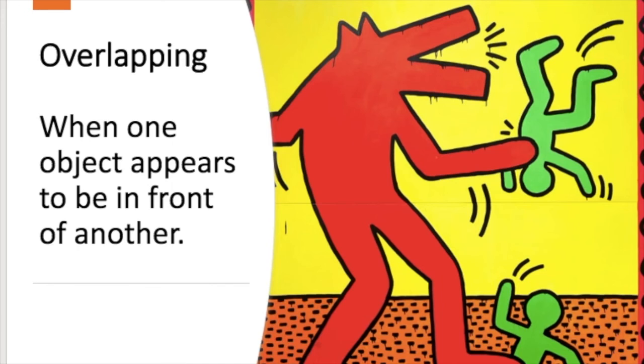Here's another one of the words on your vocabulary list that you should be writing down, and that is overlapping. Overlapping is when one object appears to be in front of another object.